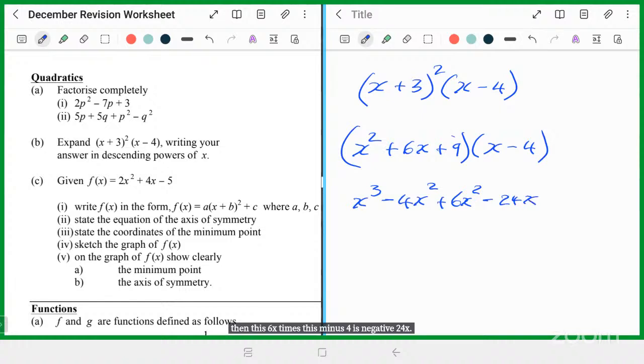Then it's time for the 9 now. The 9 times the x is 9x. And the 9 times the negative 4 is negative 36. Now we consolidate the values. This is the only x cubed term in there, so it stays x cubed. We add these 2 like terms, those square terms. It becomes negative 4x squared plus 6x squared, same as 6x squared minus 4x squared. So 6 minus 4 is 2. So you get plus 2x squared.